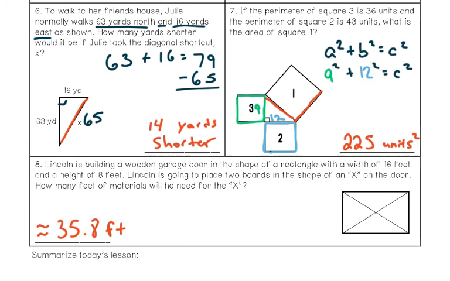I have 9 squared plus 12 squared equals c squared. Now I'm going to simplify. I get 225 equals c squared. That is the area of square 1. So that's my final answer.